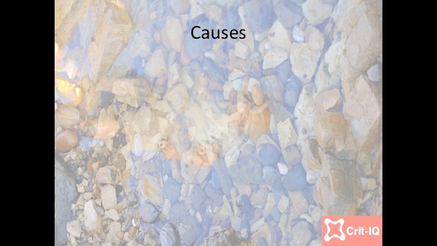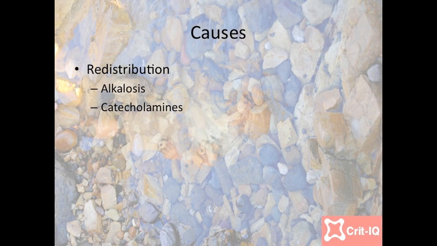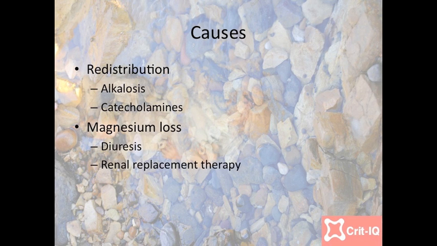Hypomagnesemia is defined as a serum level less than 0.7 millimoles per litre. In ICU, the most common causes are related to redistribution as a result of alkalosis, catecholamines, and other drugs, or due to magnesium loss associated with diuresis, diarrhea, or laxative abuse. It is more likely in malnourished and deconditioned patients.